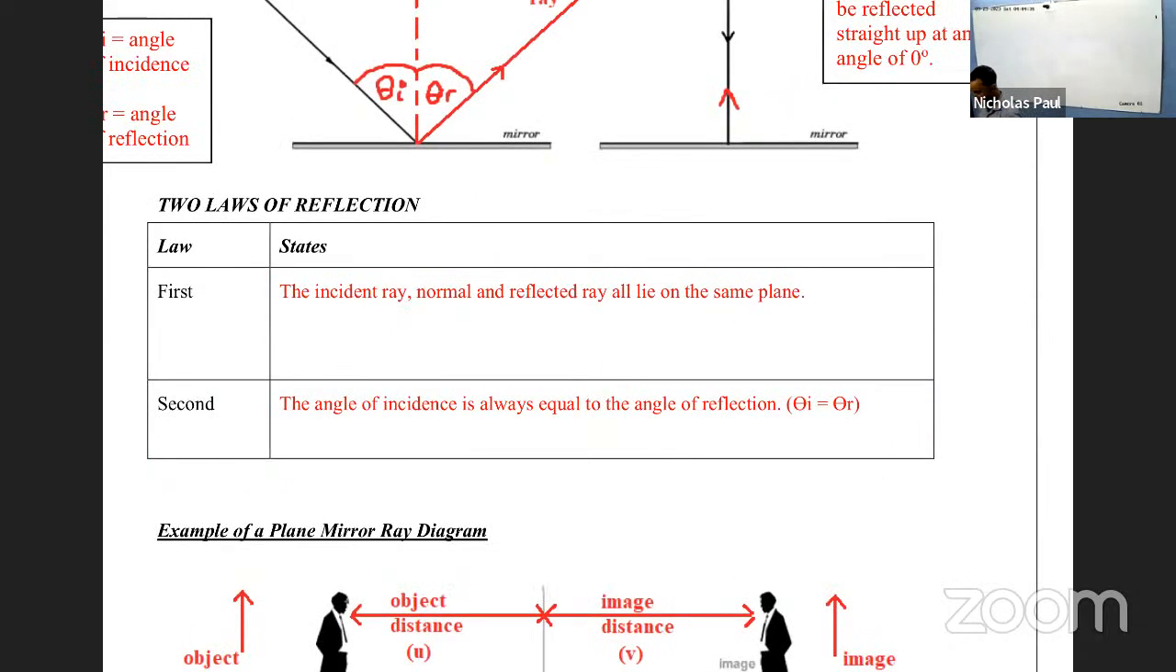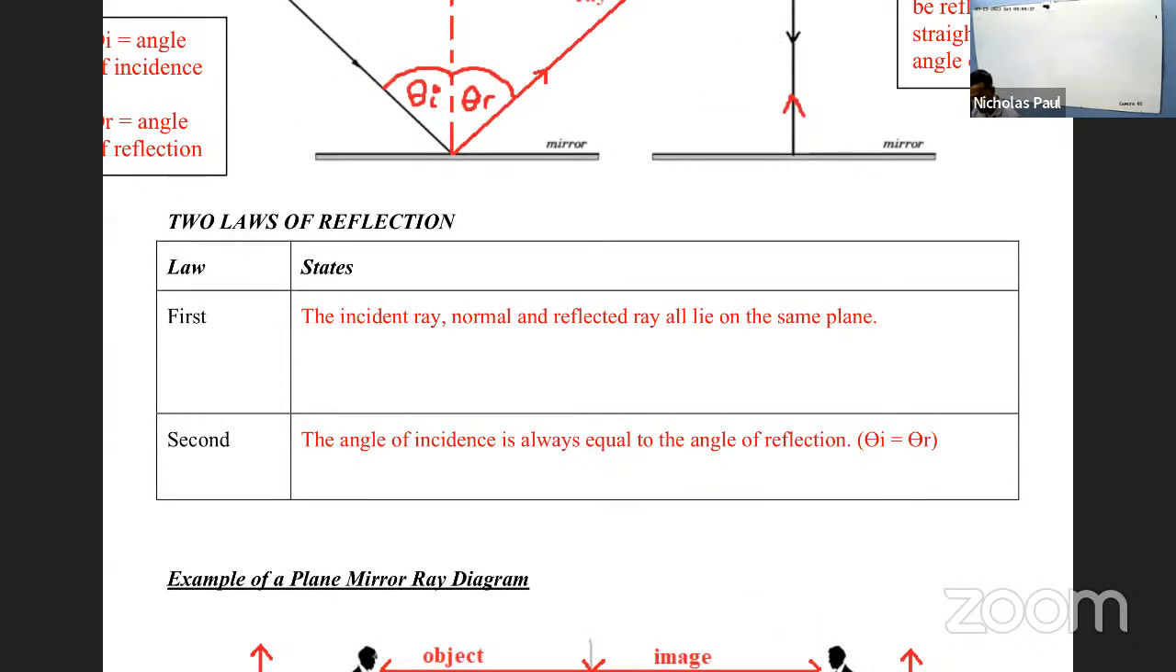And here we have our two laws of reflection. The first law of reflection: the incident ray, normal, and the reflected ray lie on the same plane. If you consider a plane as a piece of paper, every ray is on that piece of paper: the normal, the incident, and the reflected. So they all lie on that same piece of paper. And the second law is the angle of incidence equals the angle of reflection.